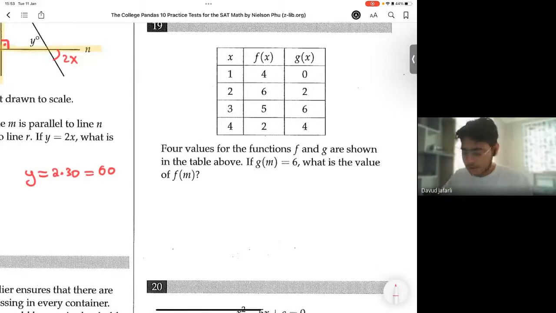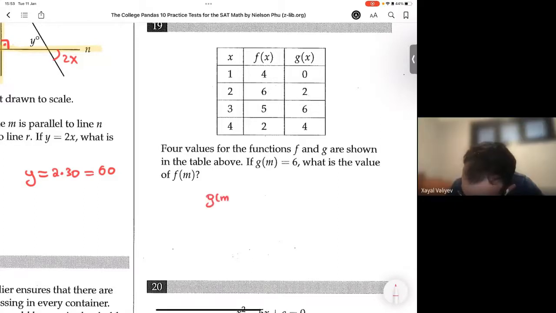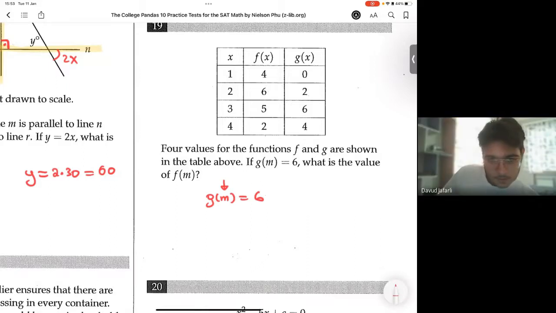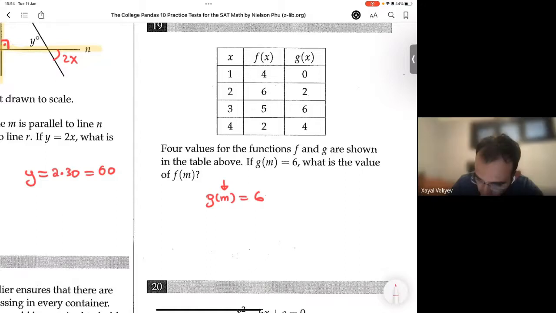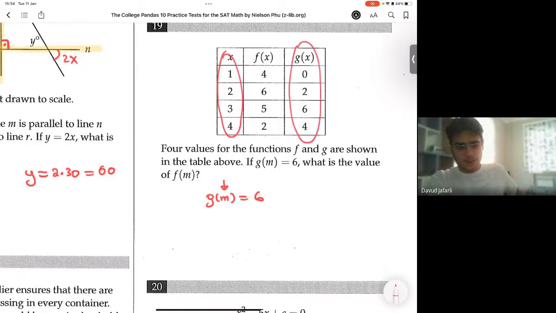Okay, it's not statistics. Values of functions f and g are shown in the table above. If g of m equals 6, what's the value of f of m? What's m? G of m equals 6 at what value? From that table, you're going to discover. Six, inputs. Okay, I understood.